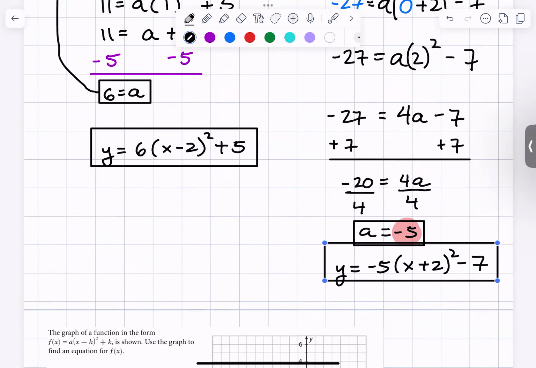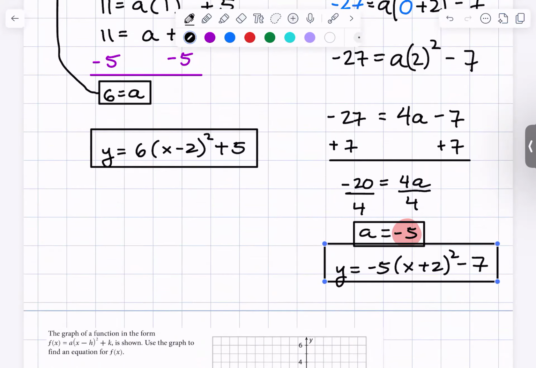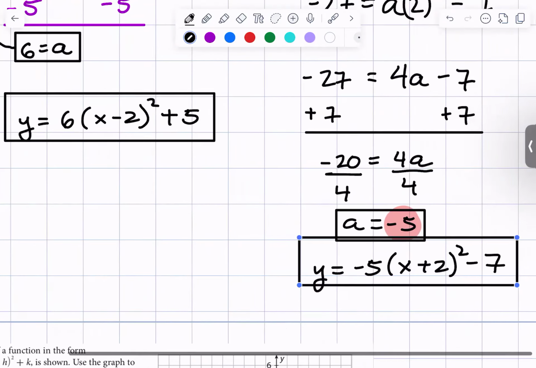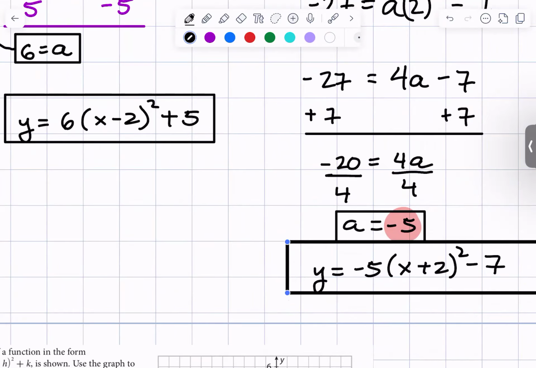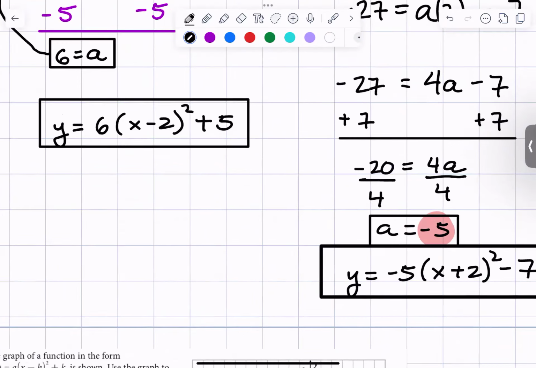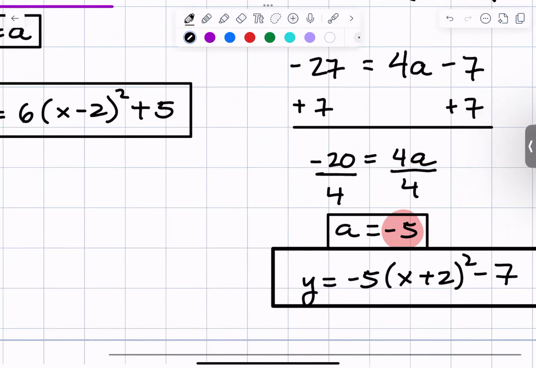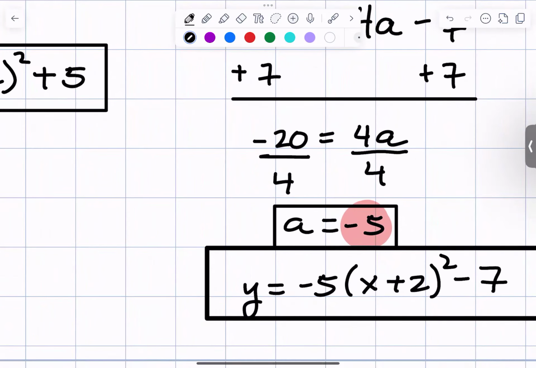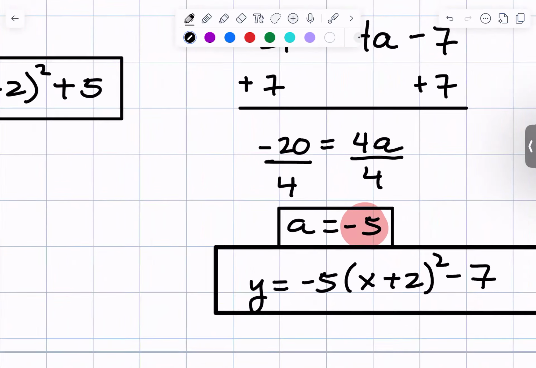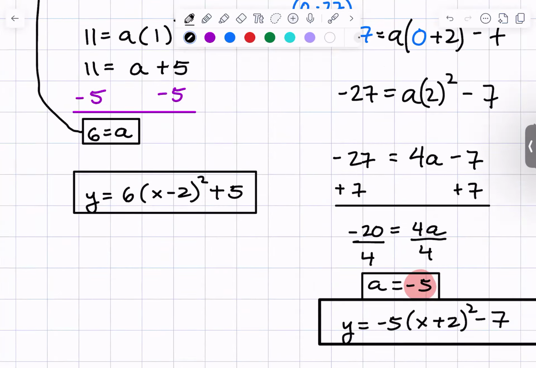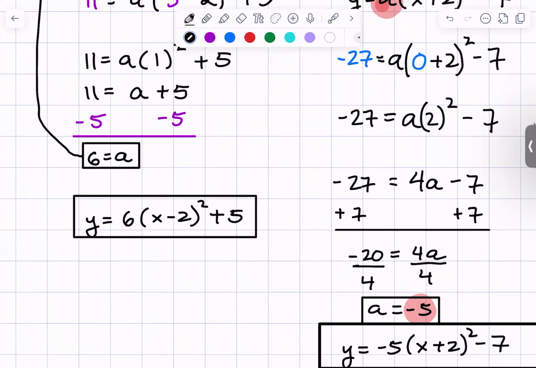Any questions on this? And then from here, you guys can figure out the standard form by doing what we did previously. Okay. All right. So that's that.